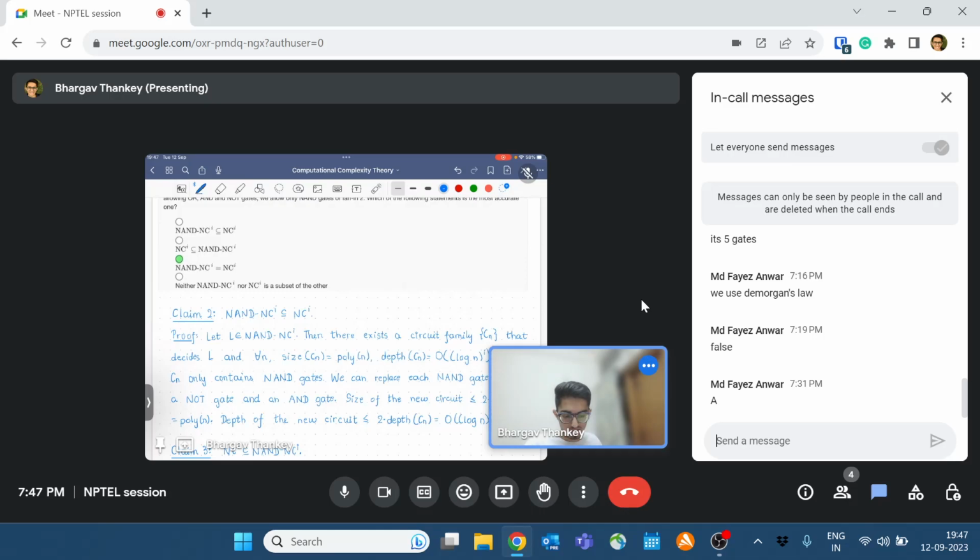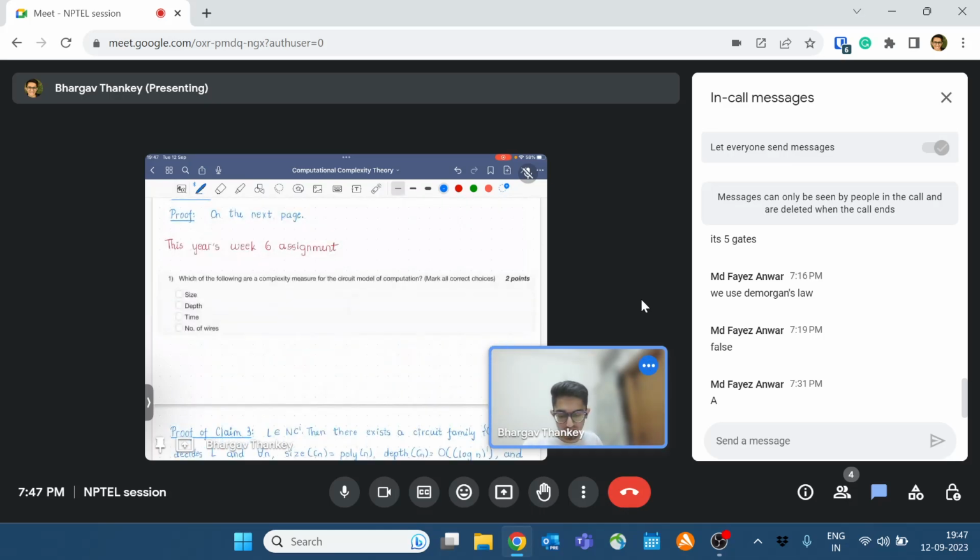Okay, so that was all for week seven's content. Now we have some minutes, like 13 or so minutes. So let's look at some problems from this year's week six assignment. If you have some problems that you would want me to explain, you can tell me, or I can go over them in sequence. Do you have some preferences about which problems I should solve first? Okay, then let's just look at these in sequence.